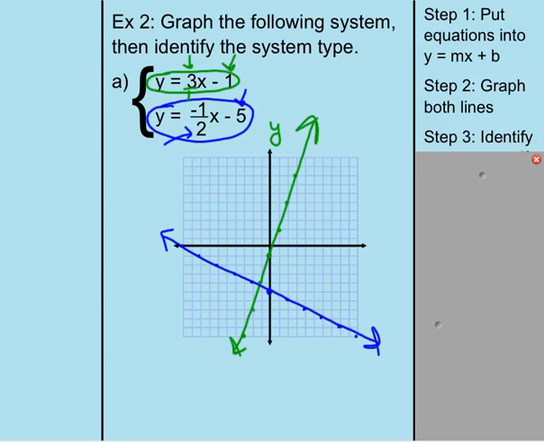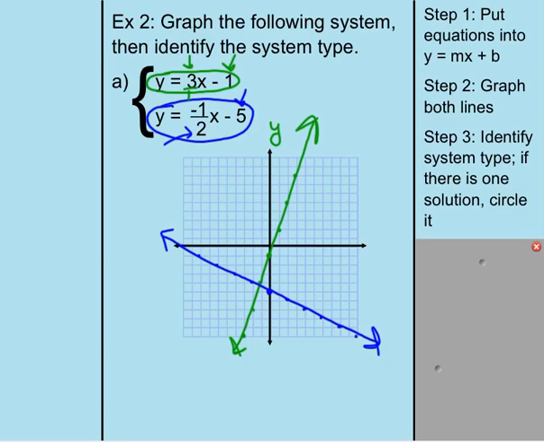All right, so we're done with step 2. Step 3, identify the system type. So this is where we ask ourselves those 3 questions again. Now in this case, my lines intersect right about here, so that is the solution to my system. Now it's not a nice ordered pair, but whatever approximate ordered pair that is, if we substitute those values in for x and y into both equations, it will make both equations true. So that's one thing that I want you to start thinking about before we move into solving these.